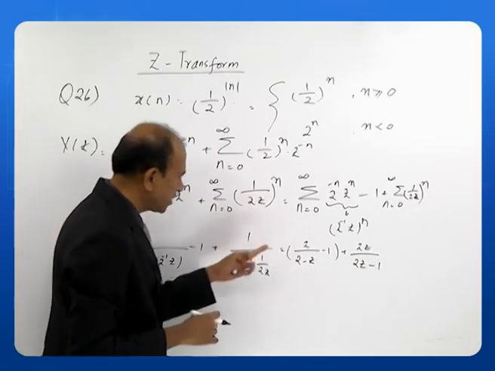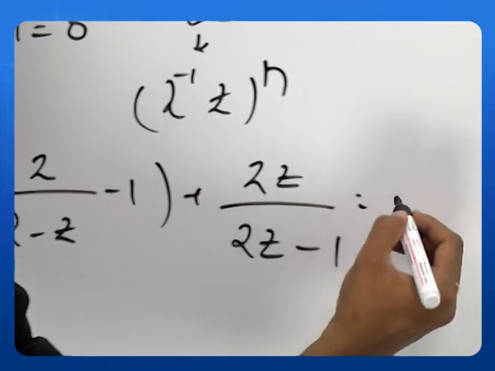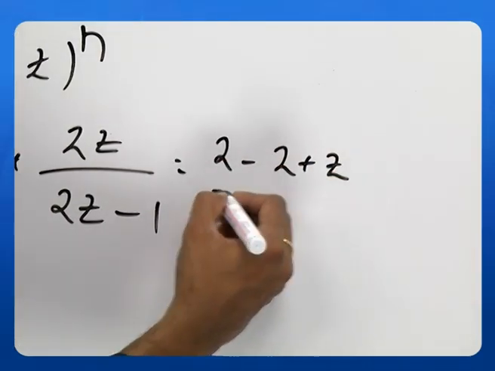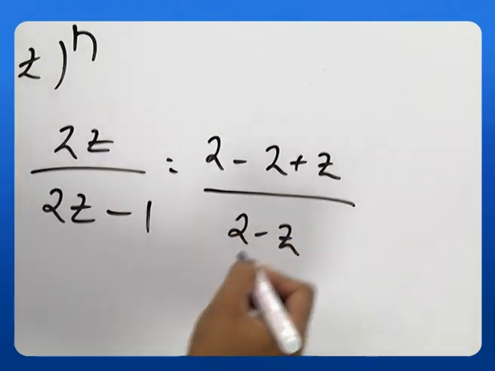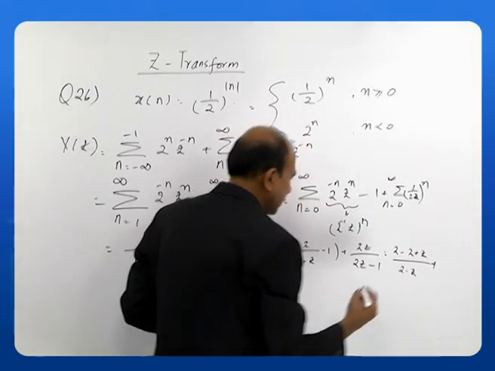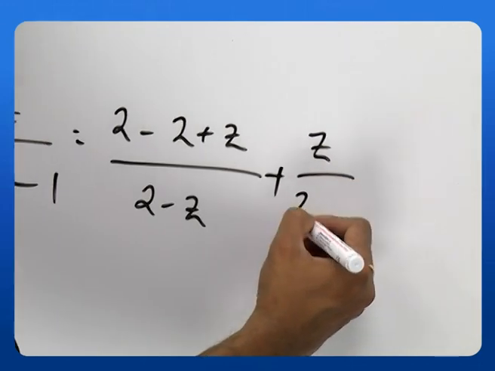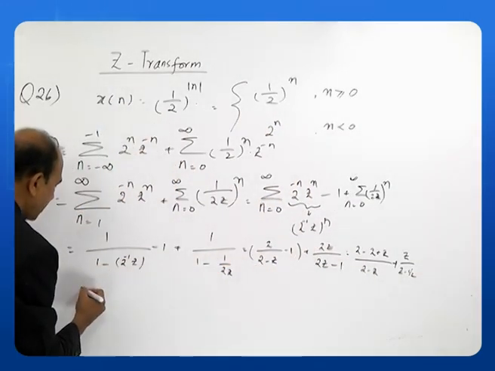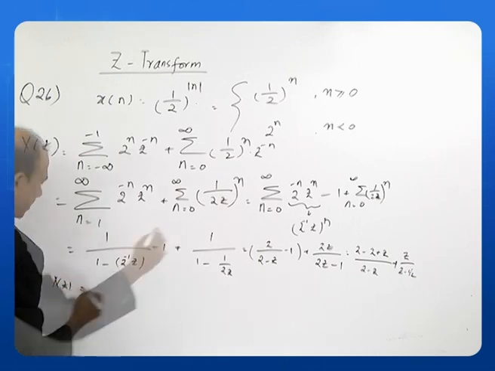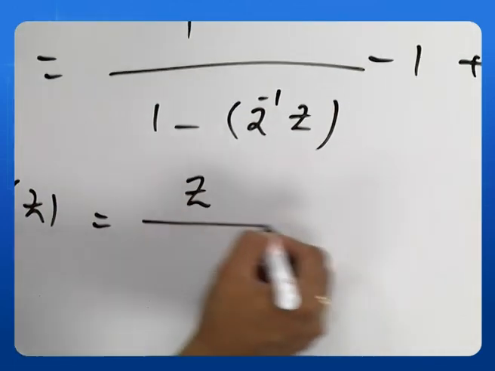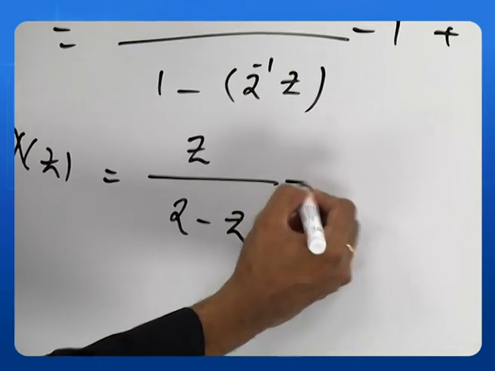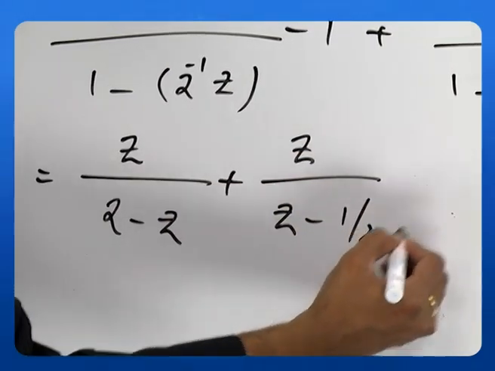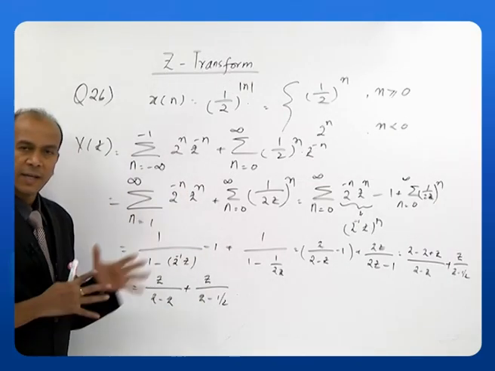Now how much is this? This we can write here as 2 minus 2 plus z by 2 minus z, plus z by z minus 1 by 2. So I can write this here, that again. So X of z we can write this as z by 2 minus z plus z by z minus 1 by 2. So this is my X of z in this case.